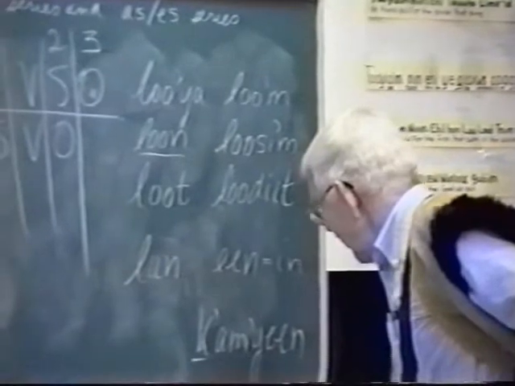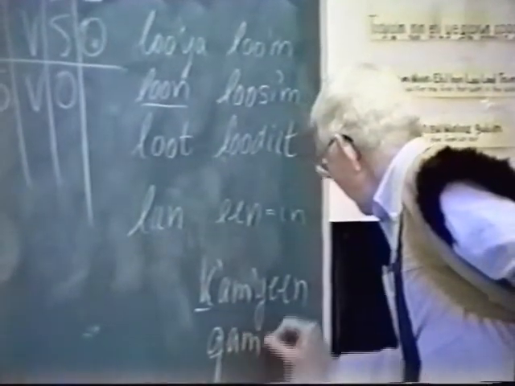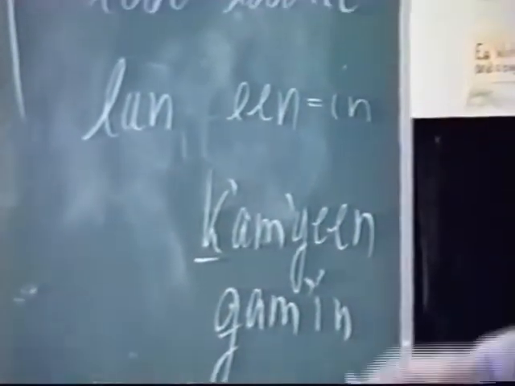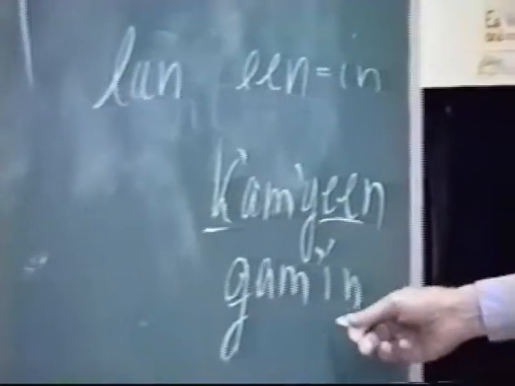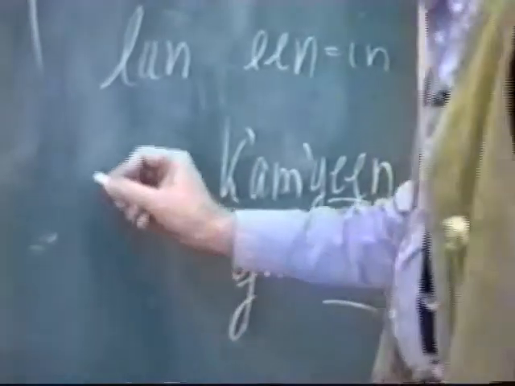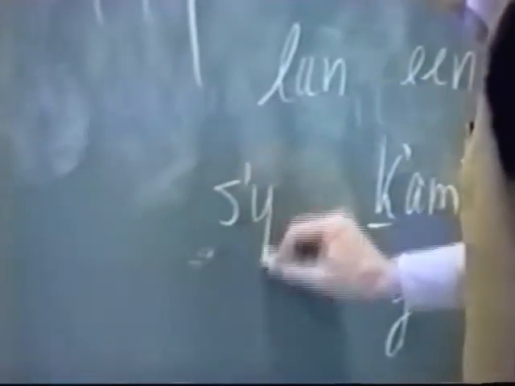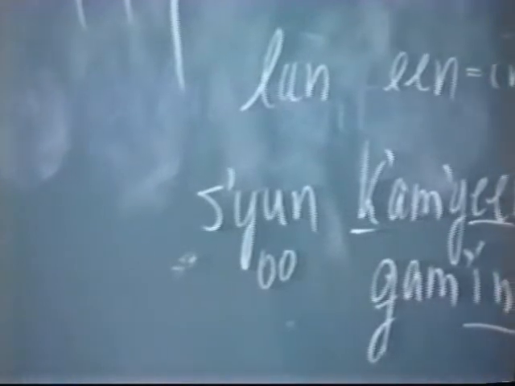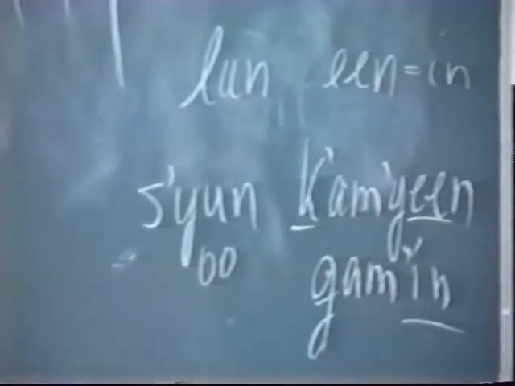Whereas for us, come in. But notice how the long E-N corresponds to I-N. Similarly, where in our way, Yun for glacier, in the Niskay way, Syon. What we call Siyun, they call Syon.